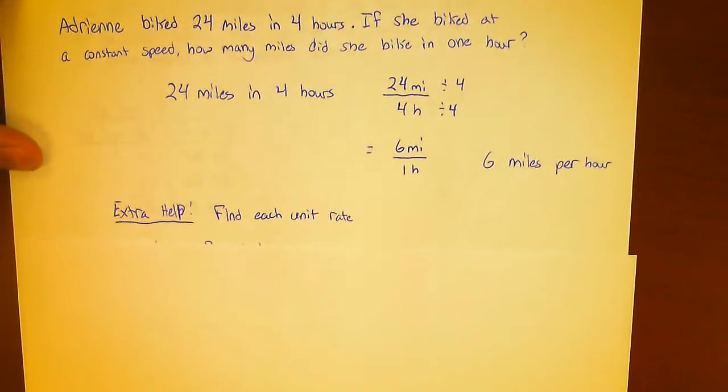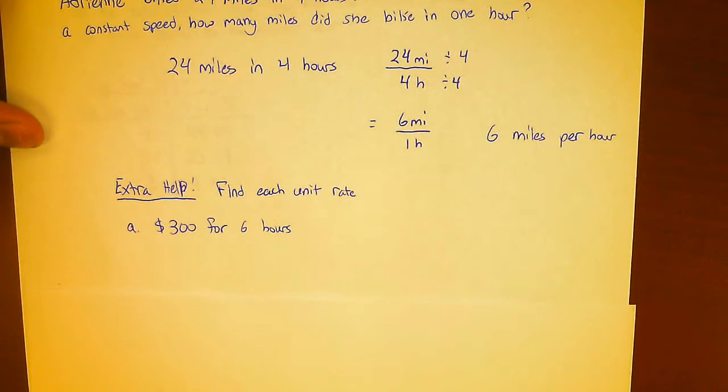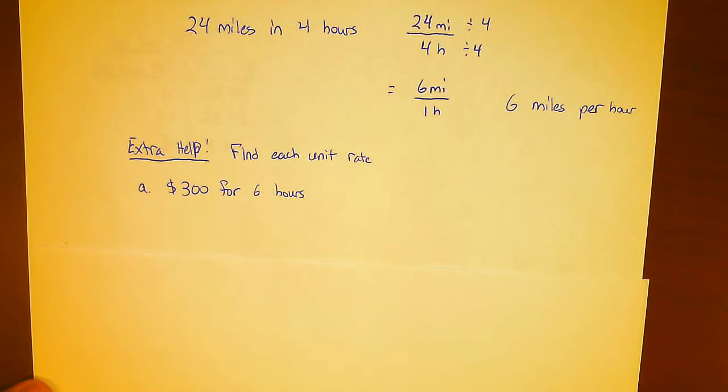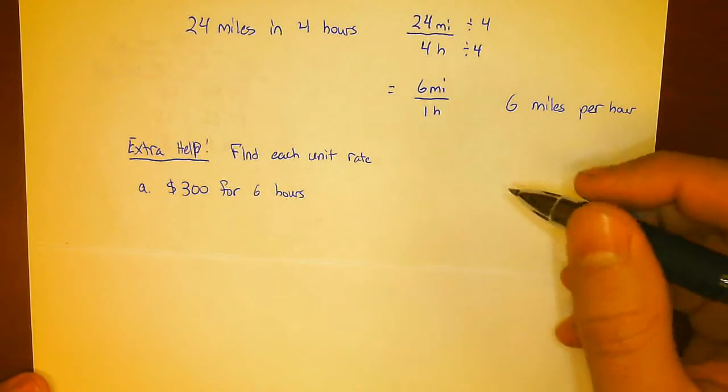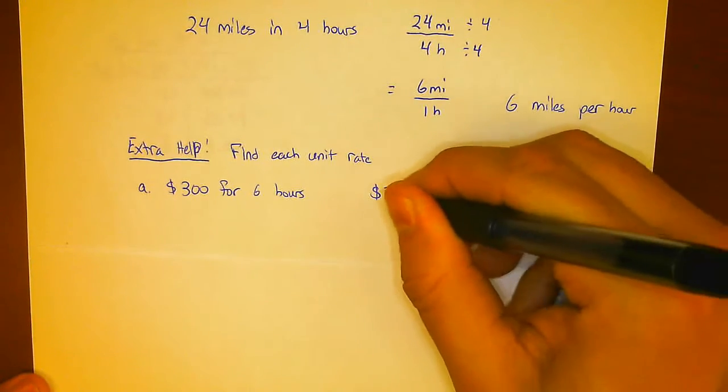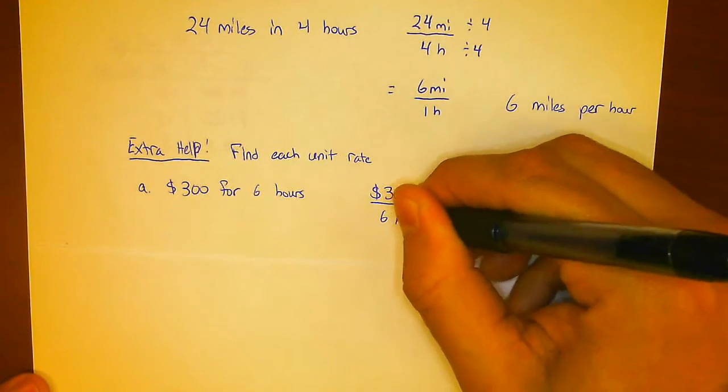So there were a couple extra problems that can go along with this. I want you to find each unit rate. The first one, you've got $300 for 6 hours. So simple step, just like we did in the last one. We'll set it up: $300 over 6 hours.